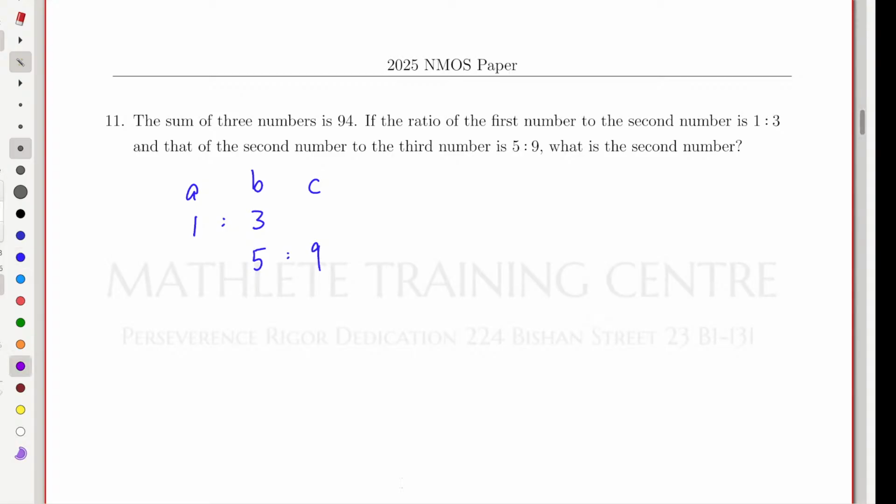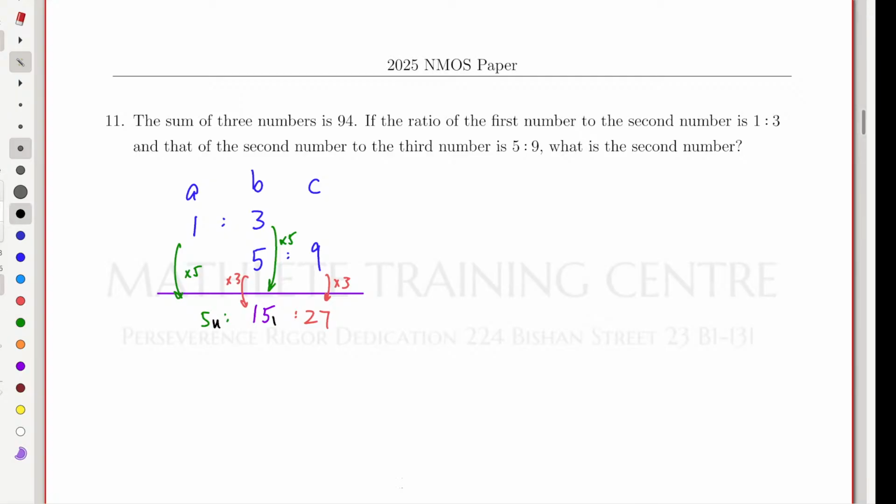The way you make the ratio comparable between all three is to make the middle number the same. In that case, I will choose 3 times 5 equals 15. 5 to 9 is the same thing as 15 to 27. And then 1 to 3, I can multiply this by 5, is the same thing as 5 to 15. So the numbers are 5 to 15 to 27, right?